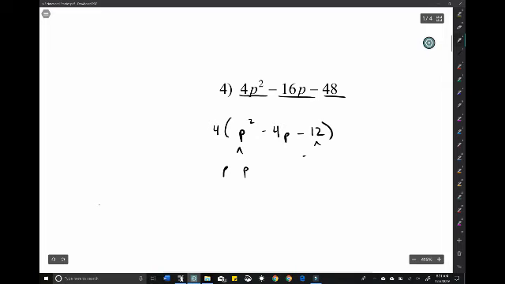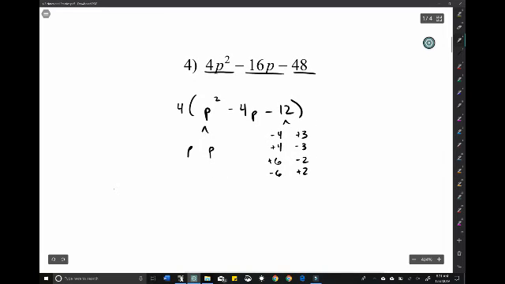And negative 12, you could think of it as negative 4, positive 3. You could think of it as positive 4, negative 3. You could also think of it as 6 and 2. And there's also 12 and 1, but again, our goal is to get to negative 4. Negative 4 plus 3, negative 1, no go. It's positive 1. 6 minus 2, no go, that's positive 4. But again, our winner at the end here, negative 6 plus 2, means that we have 4, we have p minus 6, we have p plus 2.